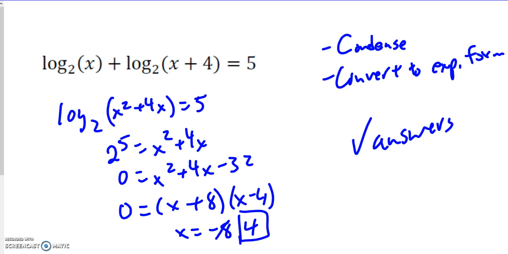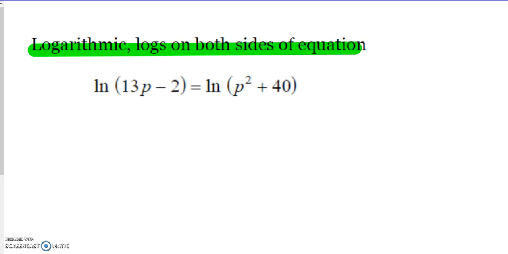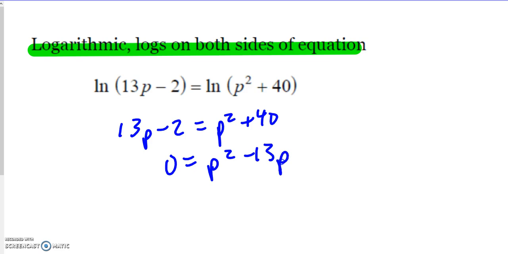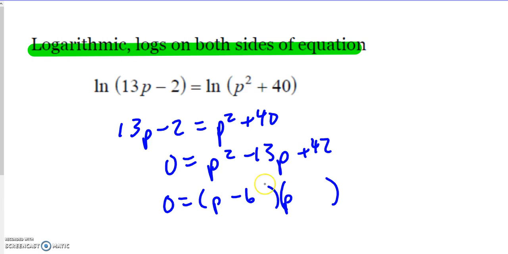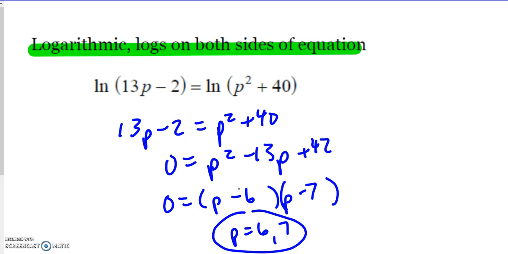And the last type of examples that we're going to do here is, again, another log. This is where we have log on both sides. So in this case, they're both simplified. I have one log on one side, ln of 13p minus 2 equals another log, ln of p squared plus 4. So again, 13p minus 2 would equal p squared plus 4. The ln's, so to speak, cancel each other out. And we're going to have to factor again. Bring everything over to one side. Factors of 42 that add up to negative 13 would be negative 6 and negative 7. So p would be 6 and 7. And again, if I plug those in, I would get positive numbers on both sides. So those would both work.